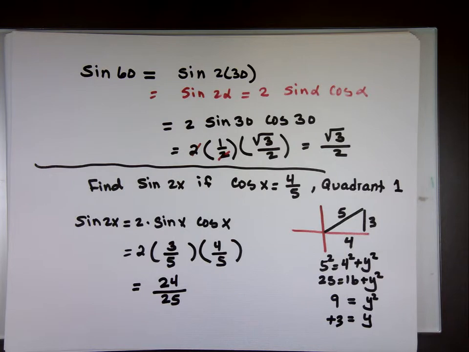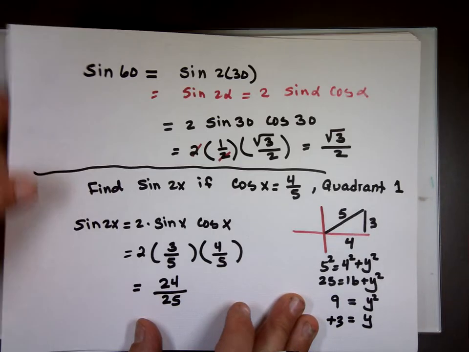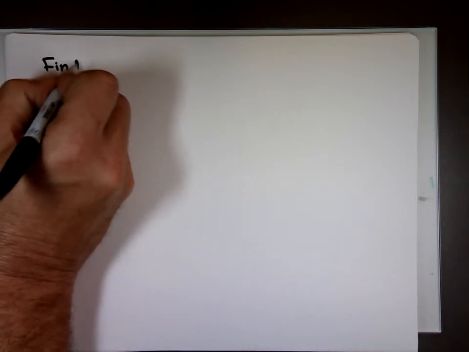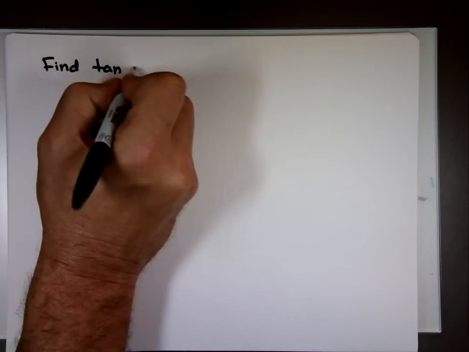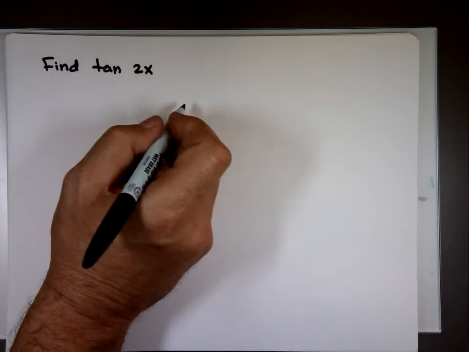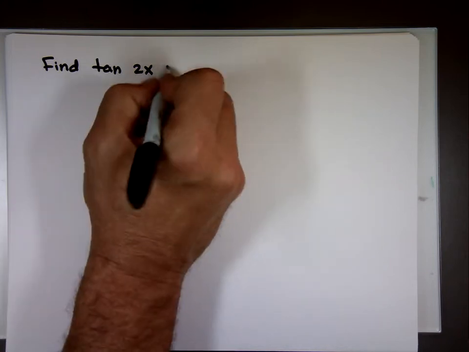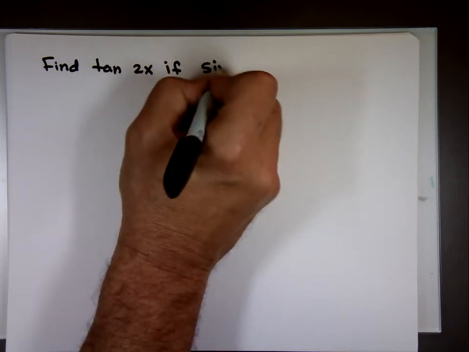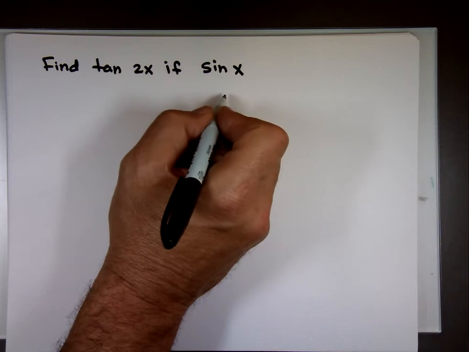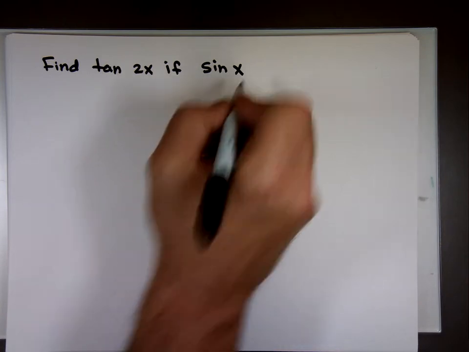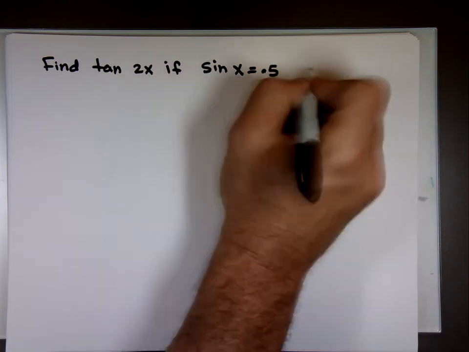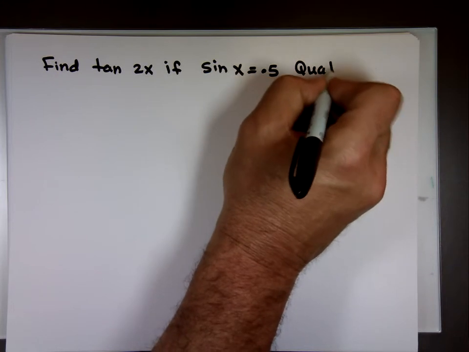Let's try another one like this, but now I want you to use the calculator. So get your calculator ready. Find tangent 2x if sine of x equals 0.5 and you are in quadrant 2.